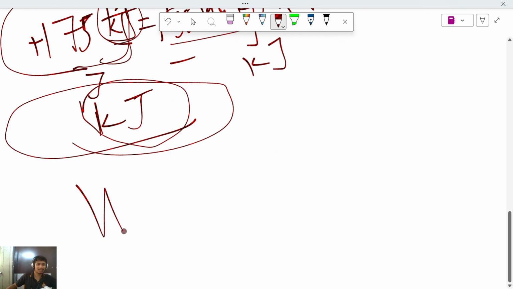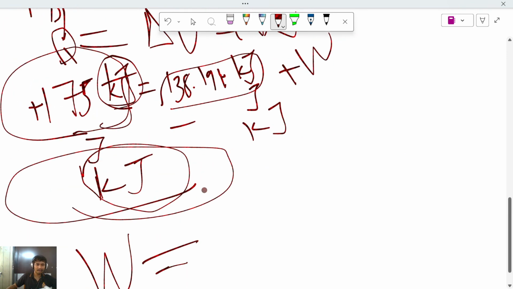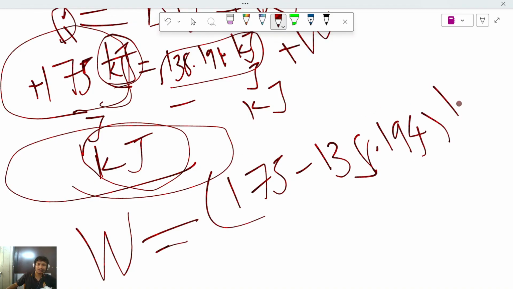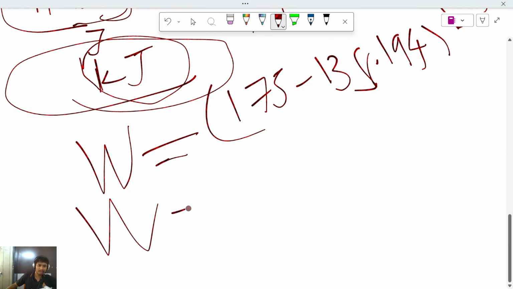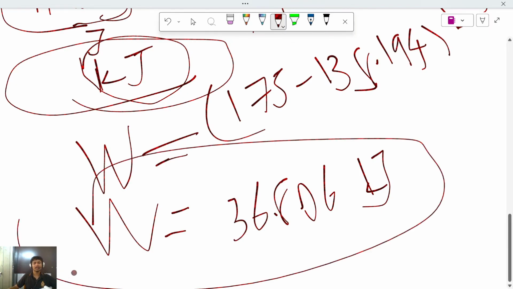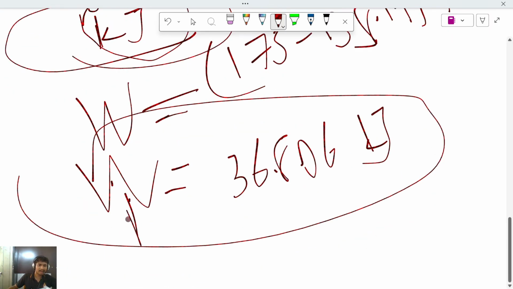We can solve in many ways. Therefore, W is equal to 175 minus 138.194 kilojoule. If we find the final answer, the work transfer, or work done, is equal to 36.806 kilojoule. This is the work done, and this is the final answer.